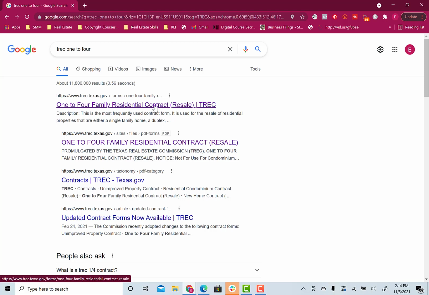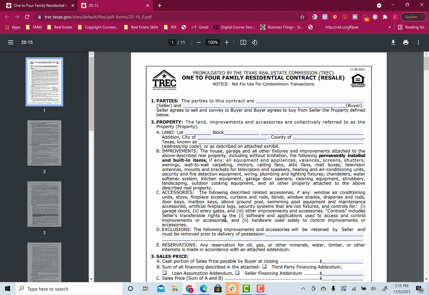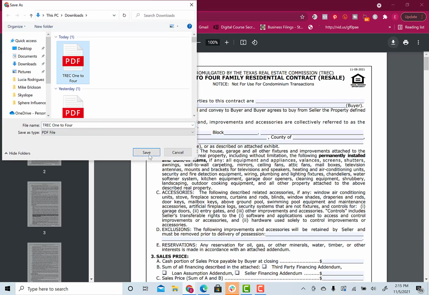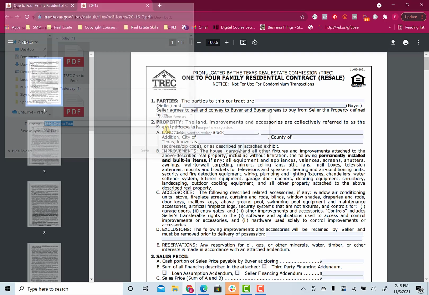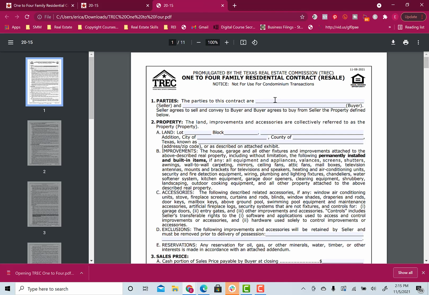Now, this is the one that the Texas Real Estate Commission has put together with attorneys, and this is the one I recommend you use whether you are a realtor or an investor, especially if you're an investor making offers on the MLS. So you click here, you'll see that you can download the form, and then it will give you the fillable form right here. So what I would do is go ahead and download that. I've done this before. Say save. Okay, so when you pull this up, then you want to start filling it out.